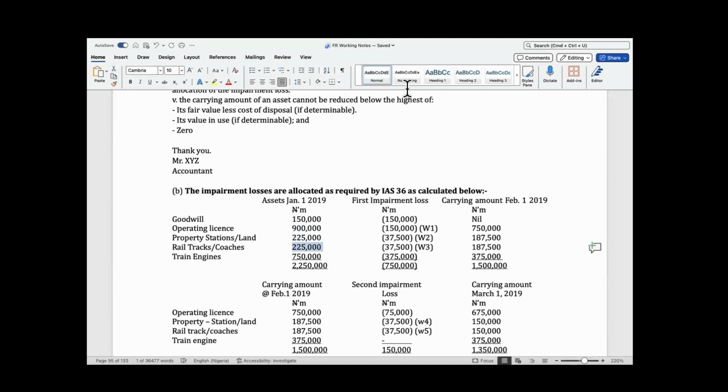Yeah, David, I can see your hand. Yes, sir. Good afternoon, sir. Please, I want to ask, in reality, would a company want to impair their goodwill in their books if there's a general impairment like this, or can they just keep it and impair other assets? No, they will not. They will not.